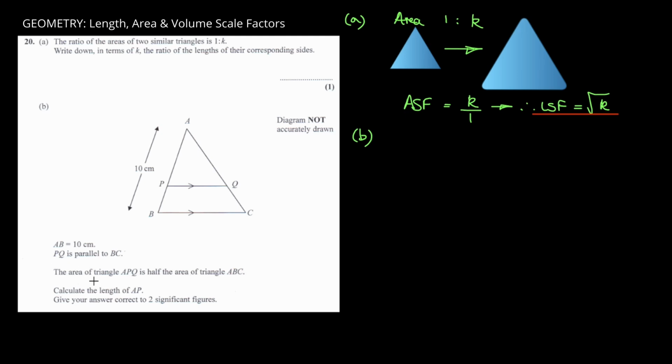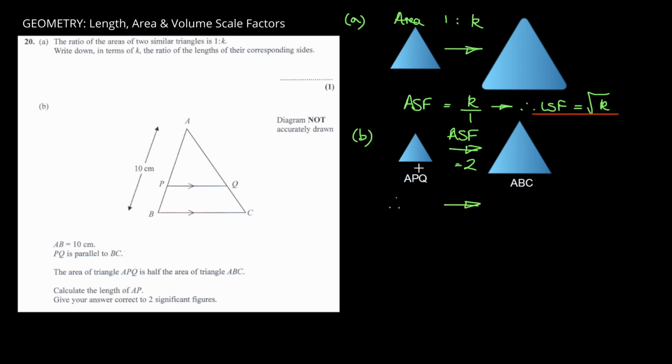So that's giving us an area scale factor. So as I go from the area of the small triangle APQ up to ABC, the area scale factor is equal to 2. So therefore, the length scale factor also going from the small triangle to the large triangle is equal to the square root of 2. That reflects our answer from part A.